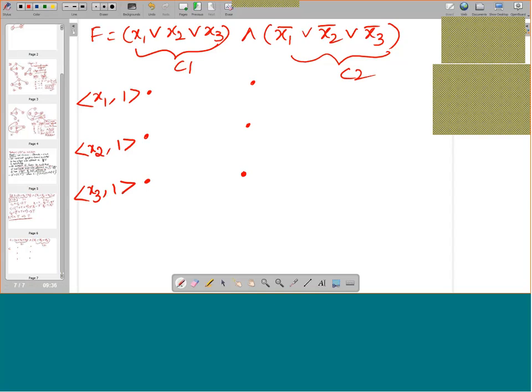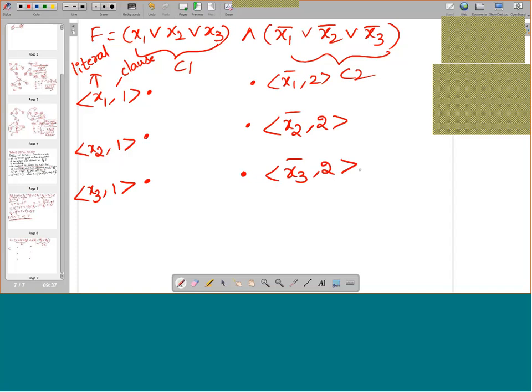In the vertex, the first one is the literal and the second one is the clause where the literal is present. X1 is present in the first clause, that's why (X1, 1). X2 is present in the first clause, that's why (X2, 1). Next, (X3, 1). Next, on the right side, the second clause. What are the literals present? X1 bar, X2 bar, X3 bar. So first one, (X1 bar, 2), since X1 bar is present in the second clause. Next, (X2 bar, 2). Next, (X3 bar, 2).